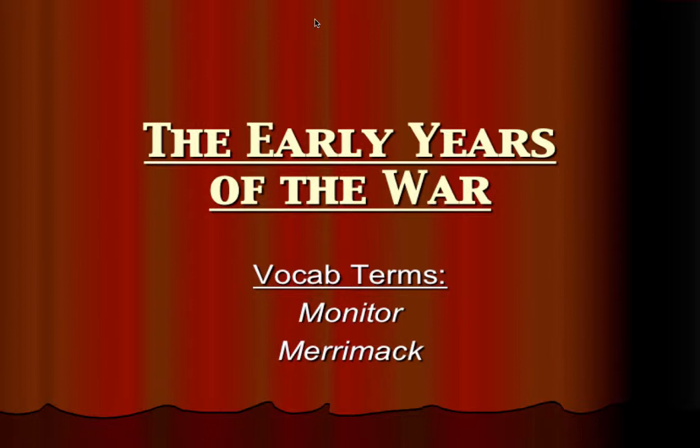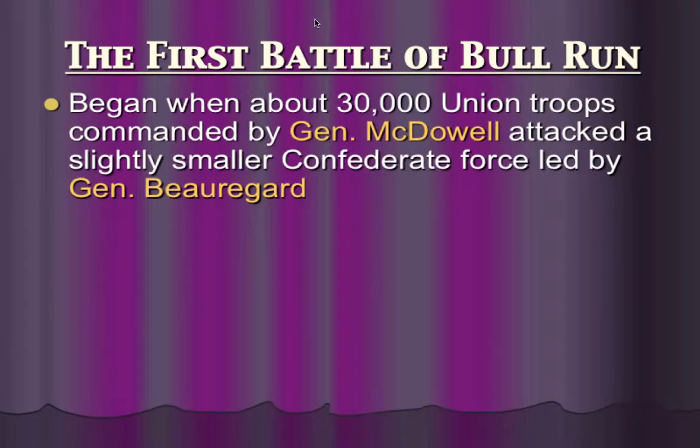The two vocab terms are the Monitor and the Merrimack. Now we're going to start with July 1861. The first Battle of Bull Run occurs, and General McDowell was attacked by a slightly smaller Confederate force led by General Beauregard.